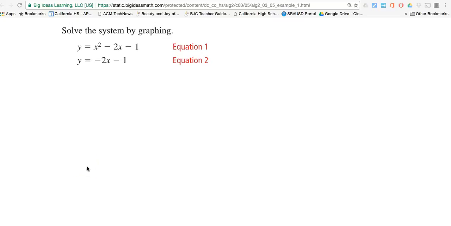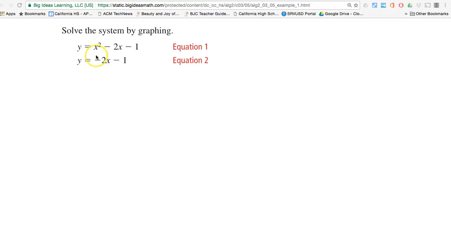All right, in this section, we are looking at solving systems that have a quadratic and a linear system. So there's a few different ways to solve these types of systems. And just like in solving linear systems, we can solve by graphing as one of our ways. So what we want to do here is graph both equations, y = x squared minus 2x minus 1 and y = -2x minus 1, in order to see where they intersect and check to see if that point is a solution.